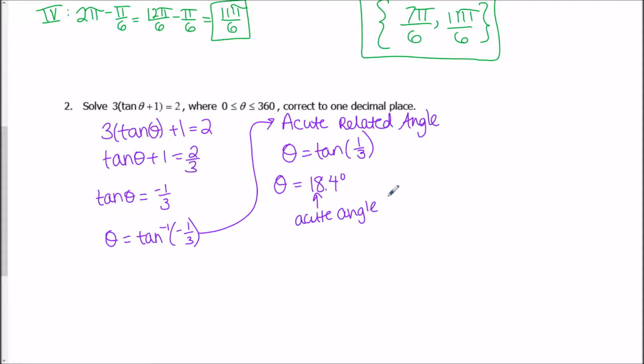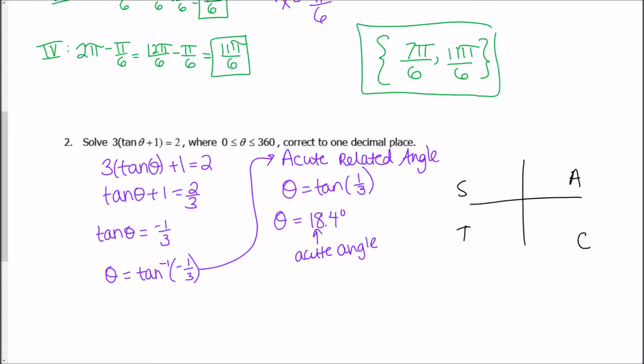So then I'm going to go to my coordinate plane, and I'm going to use the CAST rule. And if I look at the CAST rule, I'm going to see where tangent is negative. If the acute angle is 18.4 degrees, it means that our triangle for the acute angle is going to be in quadrant 1. But tangent is positive in this quadrant, so that doesn't make sense. So I need to find where tangent is negative. And I know tangent is negative in quadrants 2 and 4. So if I draw the congruent triangles right here, this is 18.4 degrees, and then this is also 18.4 degrees.